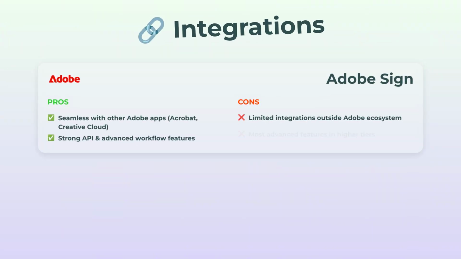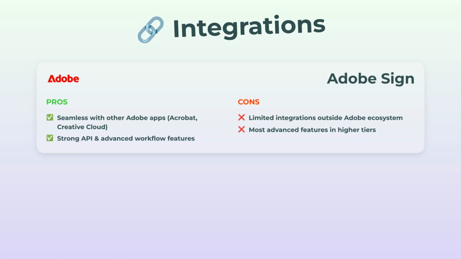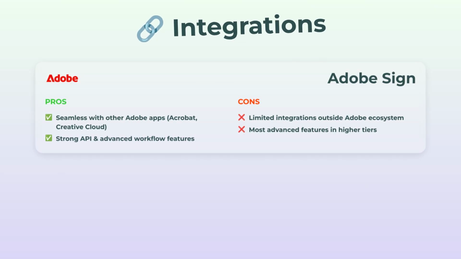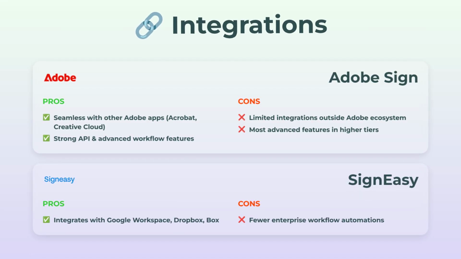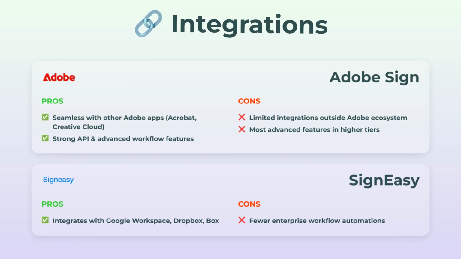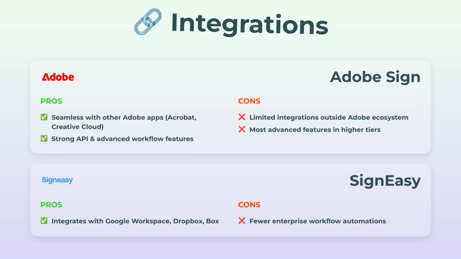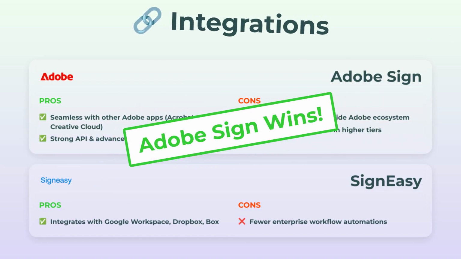Now, integrations. Adobe Sign absolutely cranks here if you live in the Adobe ecosystem. It syncs with Acrobat, Creative Cloud, you name it, and they have some pretty advanced API and workflow tools. But honestly, most of the really cool stuff is locked behind higher-tier plans. Step over to SignEasy, it's got the basics: Google Workspace, Dropbox, Box, solid options, but not nearly as deep or fancy. If you need enterprise-grade automations or you're already living in Adobe, Adobe Sign pulls ahead here.